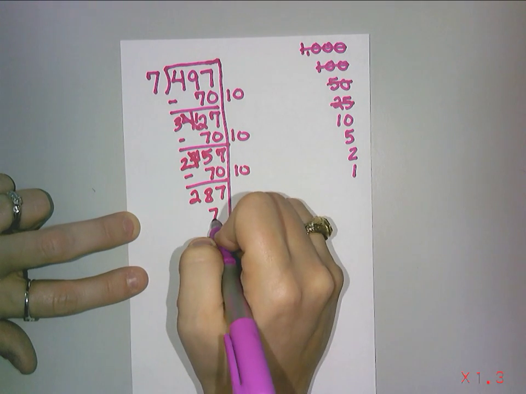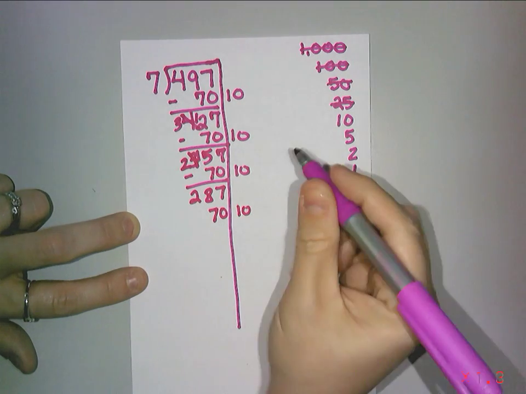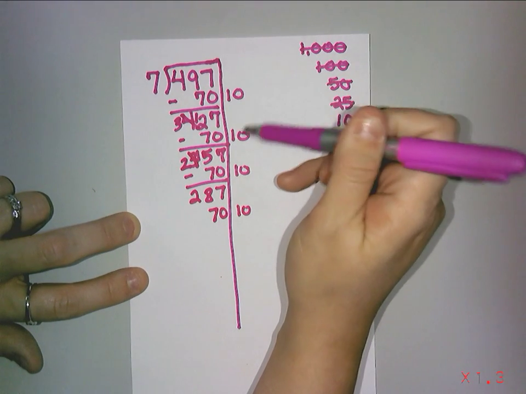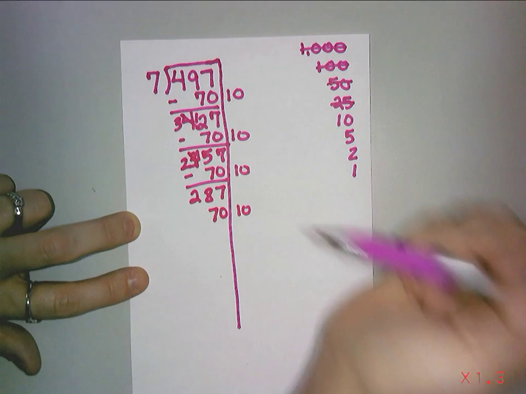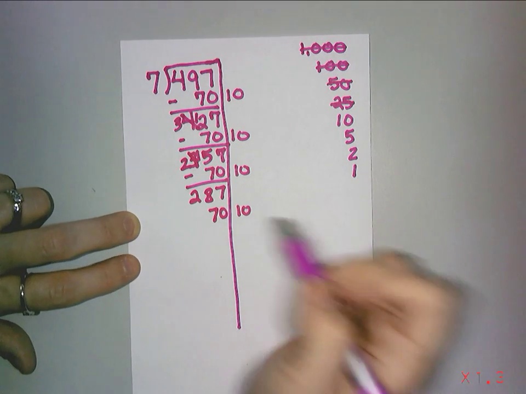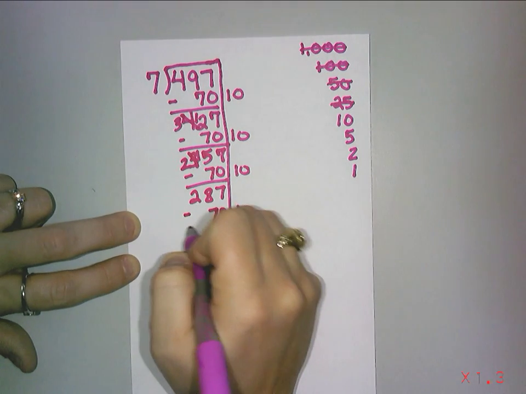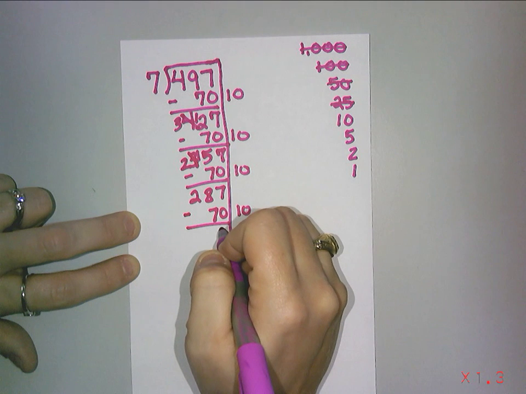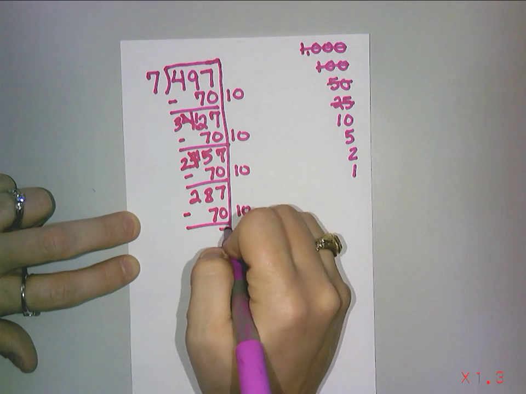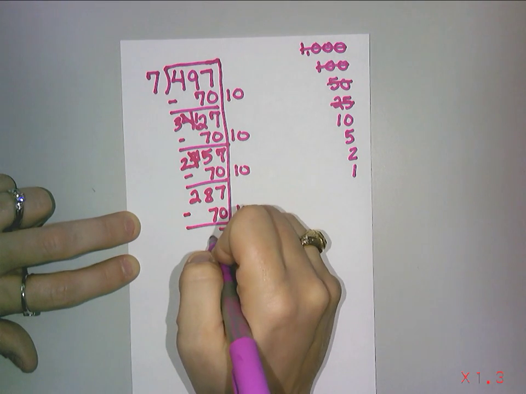But what is our quotient? To find the quotient, you just have to add up everything that you put to the side. 10 plus 10 plus 10 plus 10 plus 10 plus 10 plus 10. So that's 30, 60, 70 plus 1 is 71. So the answer to our problem is 71.